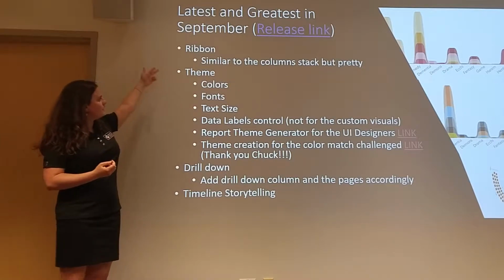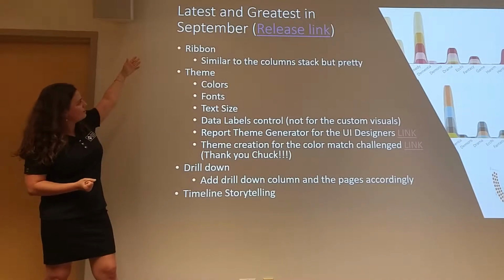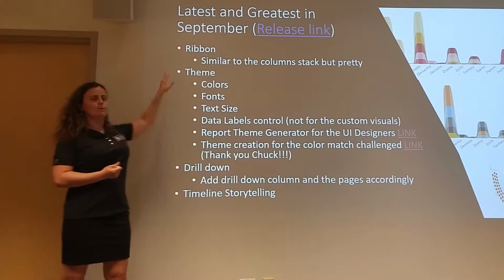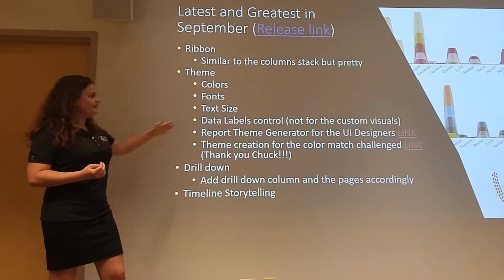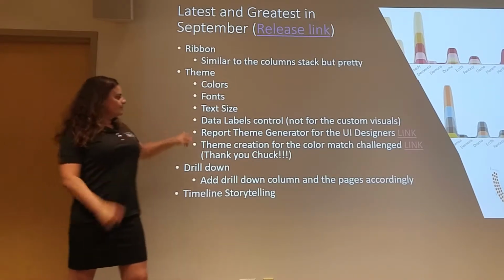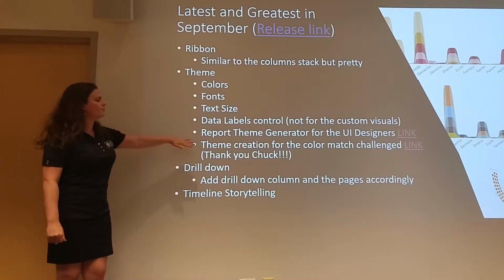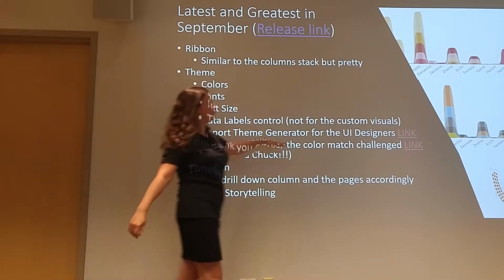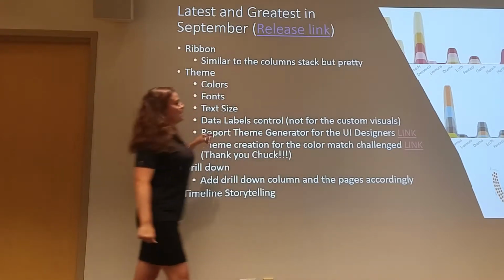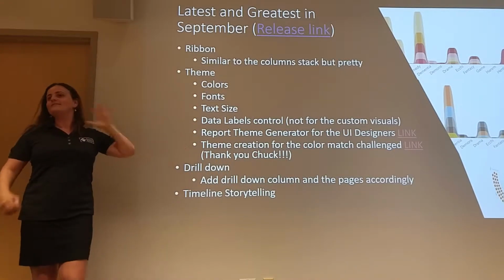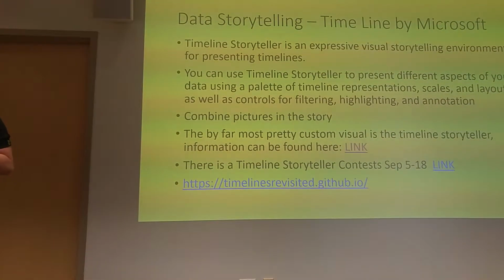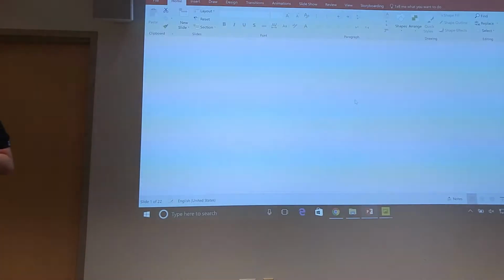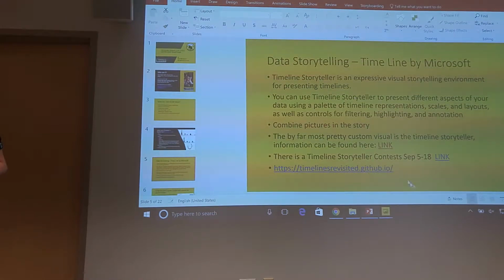Except for the timeline and the ribbon, we have got the themes. The theme has changed because now we can edit not only the colors, but also the font, the text size, even things like data labels control and report. In the theme, there are two things. And if there is one thing that you're taking from this lecture, it is this: the theme creation for the color match challenge, me. So here, you'll basically pick a color and create the theme for yourself. This is something we'll see live, and the link is up here. So, time storytelling and the rest, let's try and present.